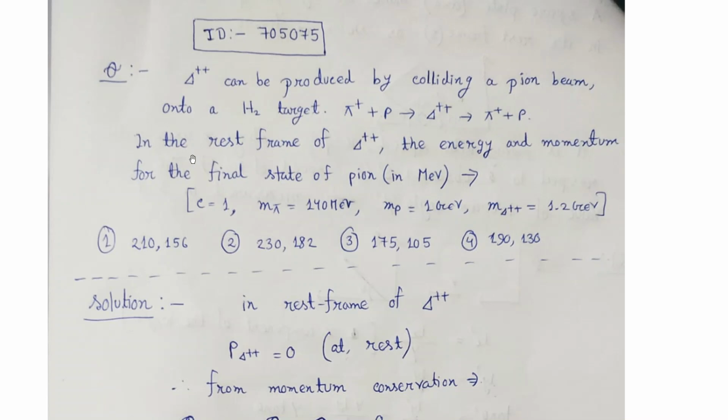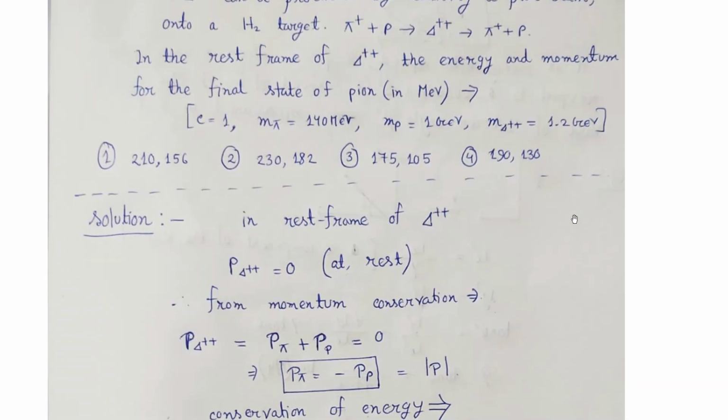So the question is, in the rest frame of delta double plus, find the energy and momentum for the final state pion in MeV. It is given that c is equal to 1, mass of pion is 140 MeV, mass of proton is 1 GeV, and mass of delta double plus is 1.2 GeV. So we have to do everything in the rest frame of delta double plus.